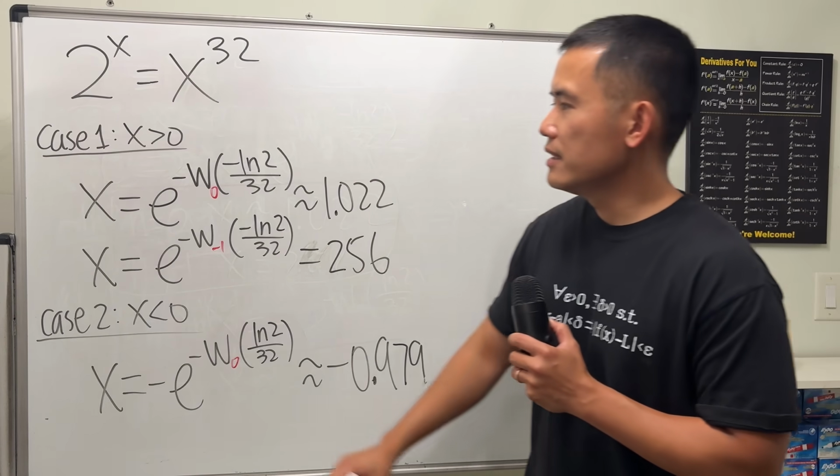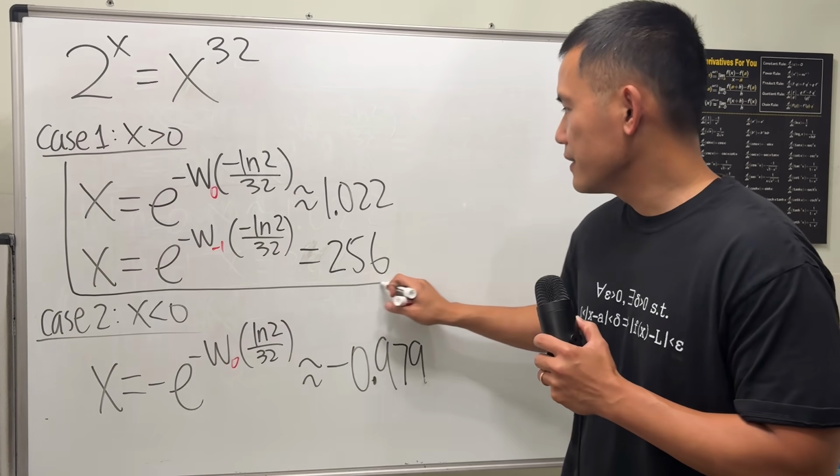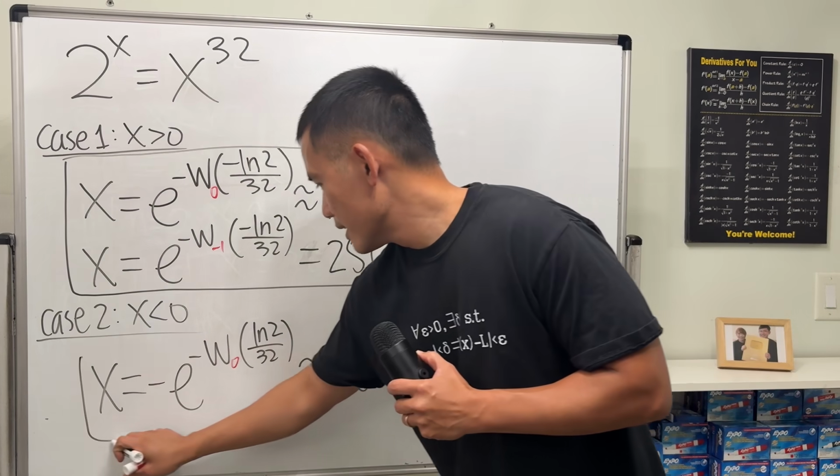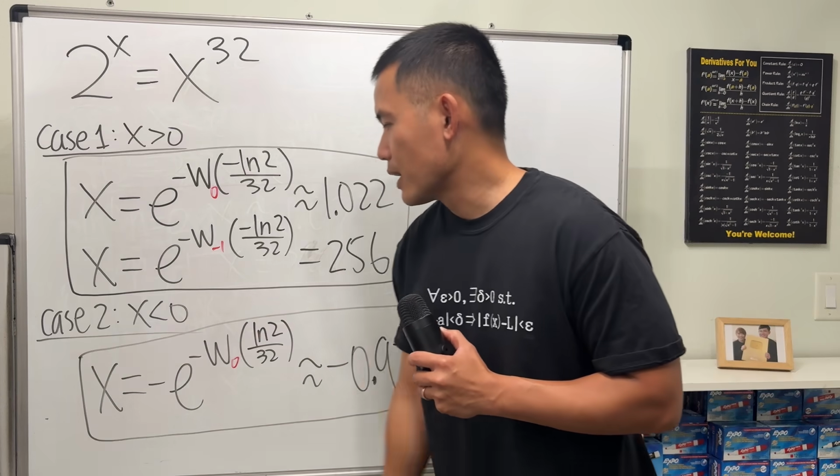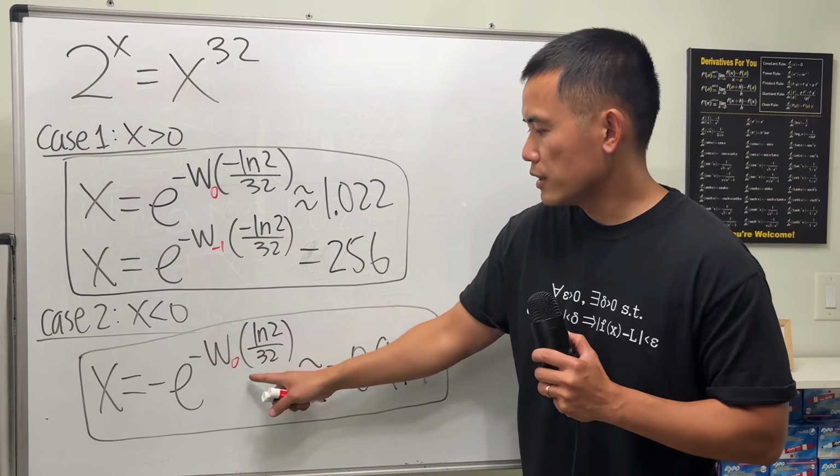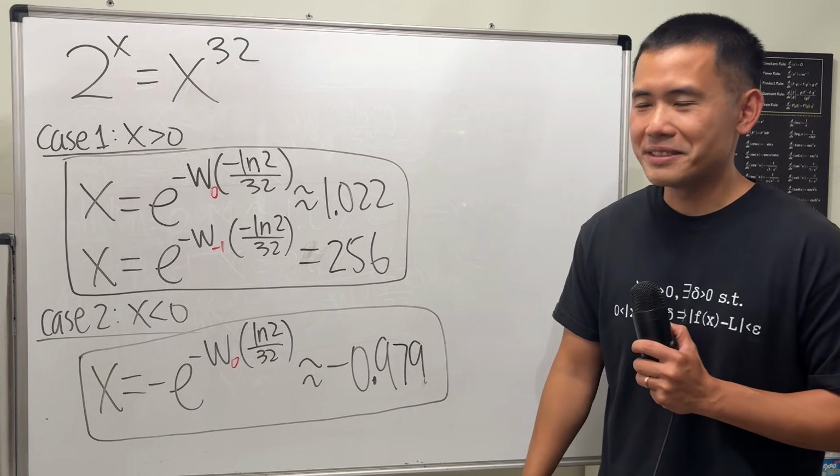So these are the answers that we have. These are the only 3 solutions that are real, and if you go to different branches, you can get complex solutions. That's it.